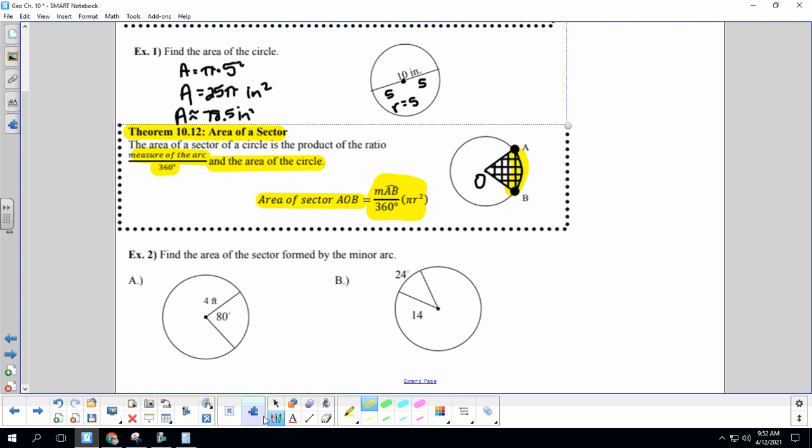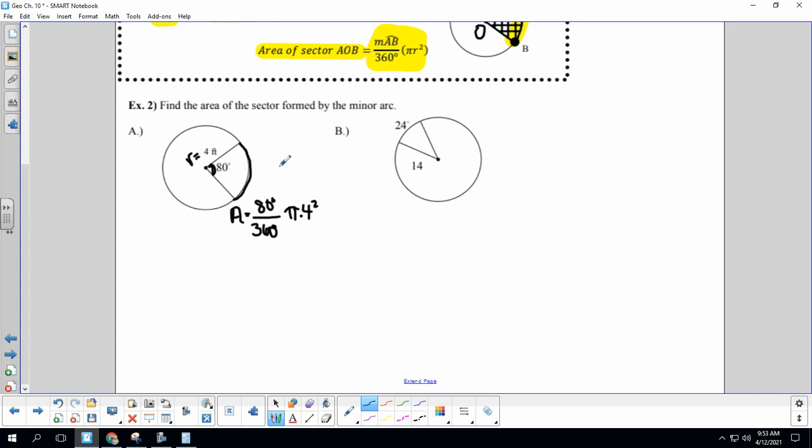Okay, let's look at some examples. Okay, so here we have a radius of 4 and a central angle of 80. Remember, the central angle and the measure of the arc are the same thing. So we set up our little equation. The area is equal to whatever angle measure we have divided by 360 times pi r squared.